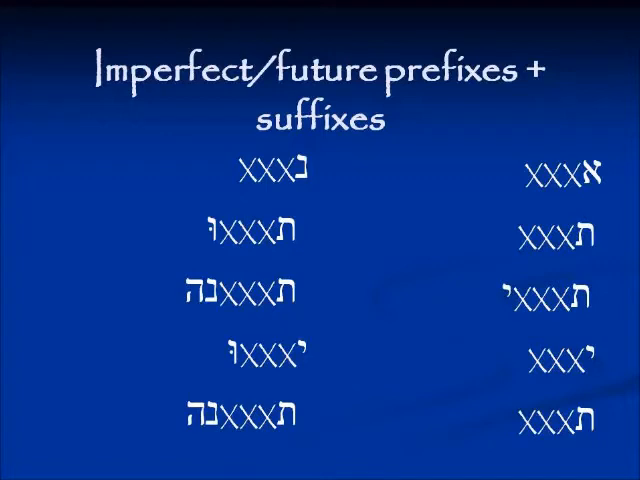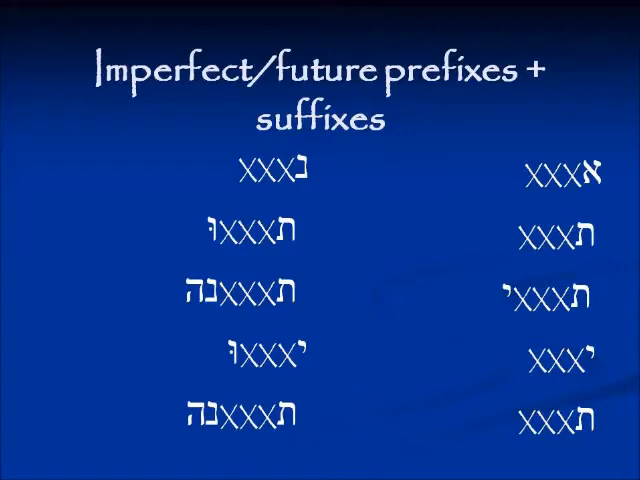So basically the imperfect is formed by prefixes. The prefix for I will do something is aleph. The prefix for you will do something is tav. That's for the masculine singular. The feminine singular has a tav prefix and also a yud suffix. He will do something is indicated by a yud prefix, and we've talked about this in the jots and tittles presentation.